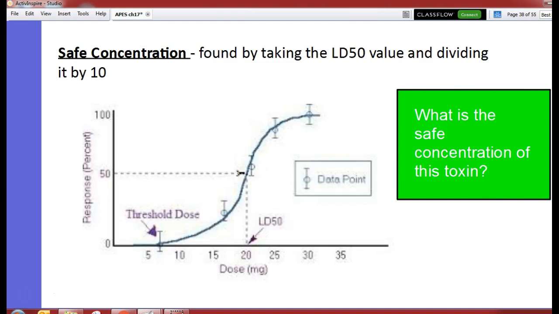You can have up to 25 grams and it's still going to be safe. Okay? So back on this graph here, okay, if the LD50 is 20 milligrams, what is going to be the safe concentration? 20 times 0.1 equals 2. 2, and then notice this is milligrams. Okay?